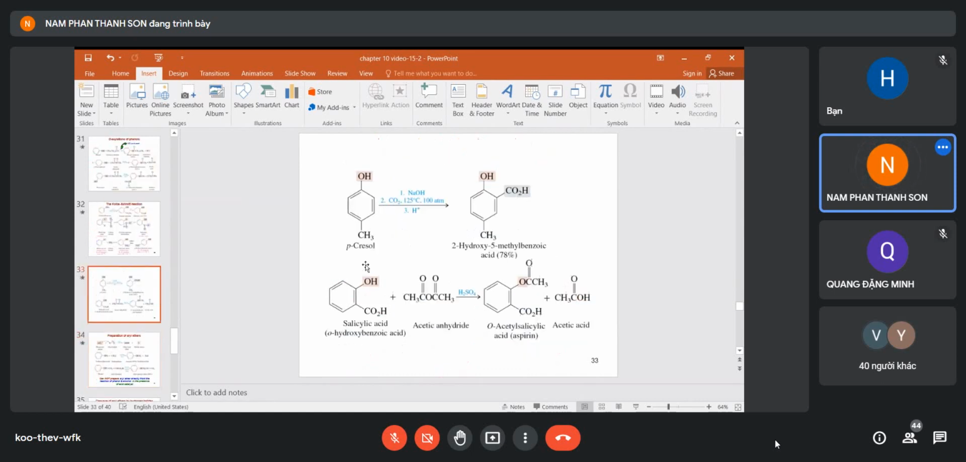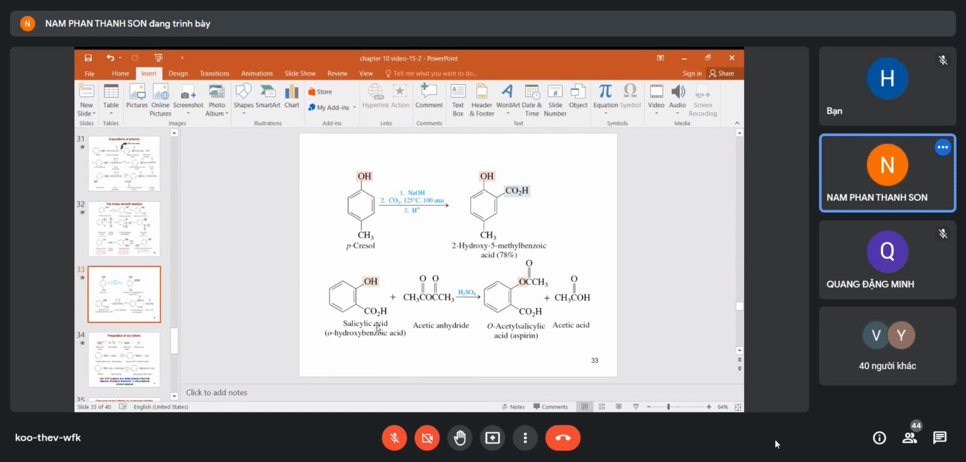This acid has many applications. It is the starting material to make medicine. For example, if we carry out the reaction between salicylic acid and acetic anhydride, we have this ester. This ester is the main component of aspirin. Aspirin is a medicine.